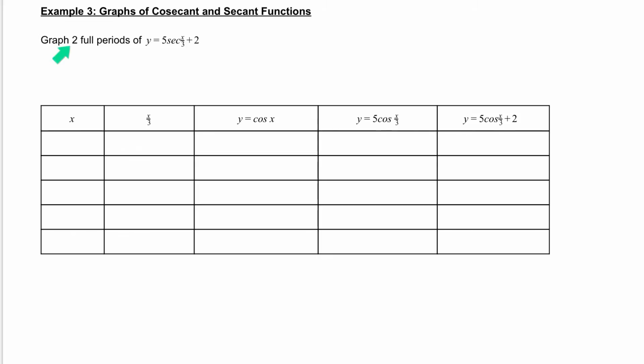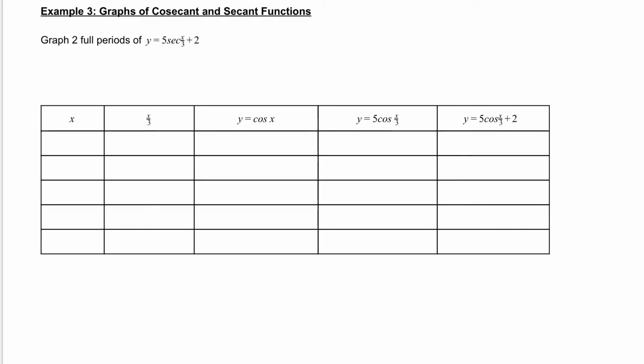In example 3, we're going to graph two full periods of y equals 5 secant of x over 3 plus 2. Thinking back to the beginning of the graphing material in 4.4, what's happening to our graph? Well, the 5 in front tells us that we're going to be stretching it by a factor of 5 vertically. This 1/3 in front of our x in the middle tells us that we are going to be stretching it horizontally by a factor of 3. And then this plus 2 on the outside tells us that we're also going to be shifting our graph up by 2.